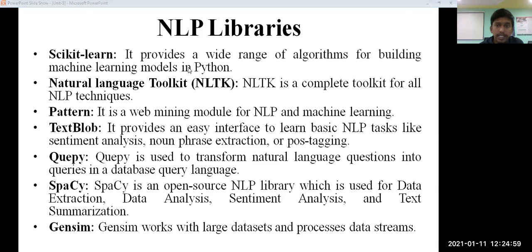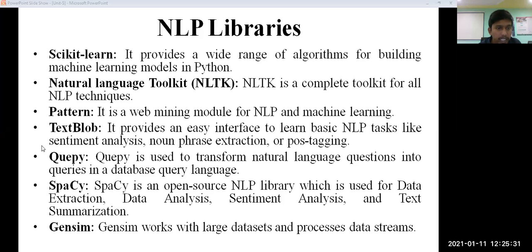So this is scikit-learn. I hope many of you who are working on projects might have learned about this scikit library, which is a deep learning library, which is also useful for your natural language processing. So it provides a wide range of algorithms for building machine learning models in Python. However, this also can be used for your natural language processing. So as I said, natural language toolkit is a complete toolkit for all NLP techniques.